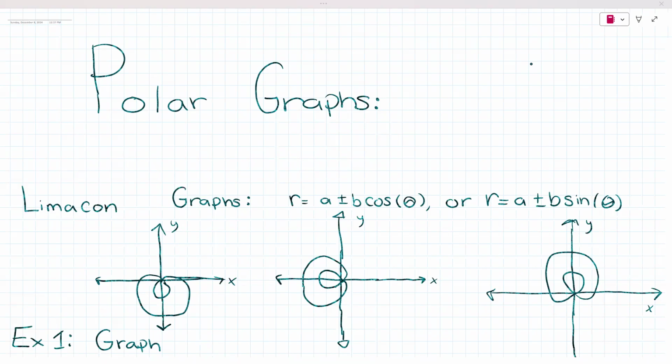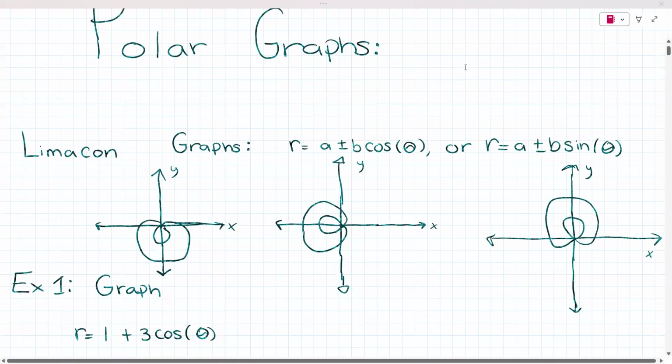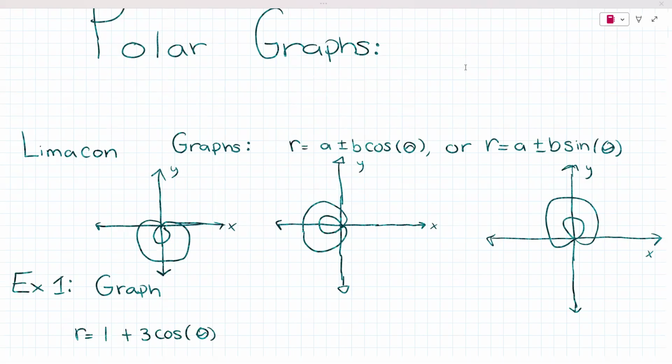So let's review limacon. You probably learned this in pre-cal. How do you know if you have the limacon? If it starts with r equals a plus or minus b cosine theta, or r equals a plus or minus b sine theta. And limacons look like these heart graphs, right? They're not exactly a rose, but they look like these. So how do we graph it?